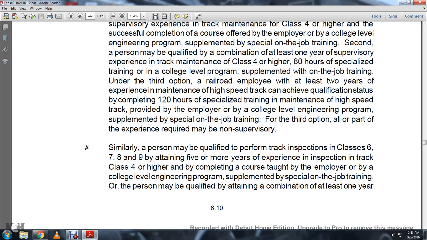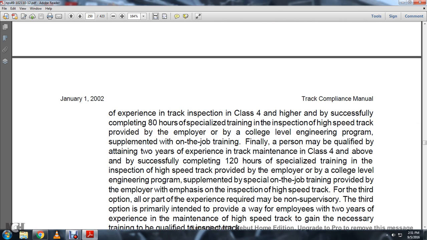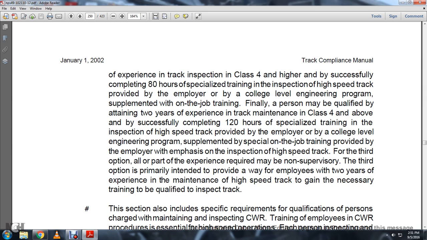Similarly, a person may be qualified to perform track inspection of class 6, 7, 8, and 9 by attaining five or more years of experience in inspecting class 4 or higher track and completing a course taught by the employer or by a college-level engineering program supplemented with special on-the-job training. Or the person may be qualified by attaining a combination of at least one year of experience in track inspection of class 4 or higher, successfully completing 80 hours of specialized training in inspection of high-speed track provided by the employer or by a college-level engineering program supplemented with on-the-job training.